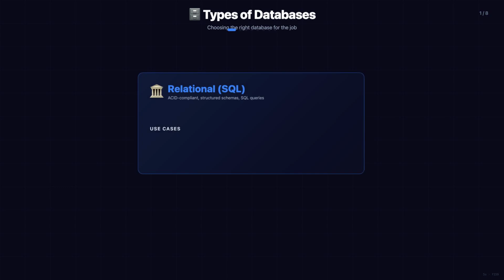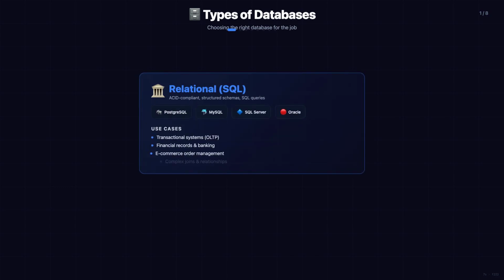Let's explore the different types of databases and when to use each one. First up, relational databases. These are the workhorses of the industry. PostgreSQL, MySQL, SQL Server, Oracle. They all follow the same core idea. Structured tables with rows and columns linked by foreign keys.